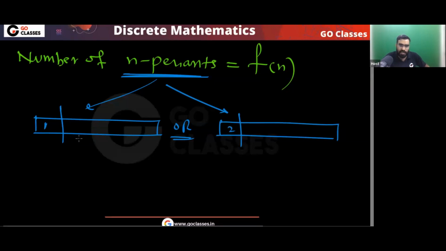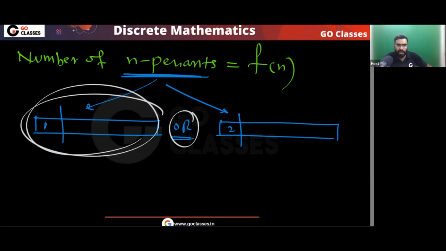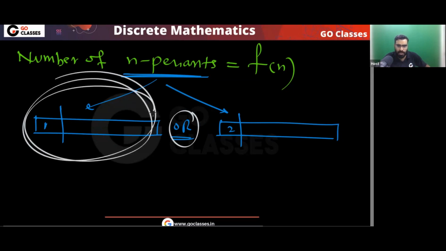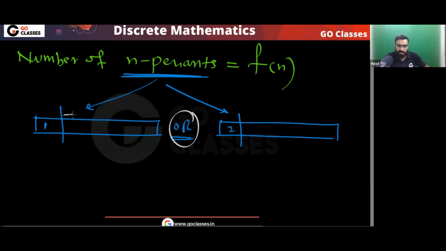Now, if I am starting with 1, this is fixed. In this case, how many n-pennants are there? I want the total summation to be equal to n. So what summation do I want here? I want n minus 1. Very simple. Agree or not?